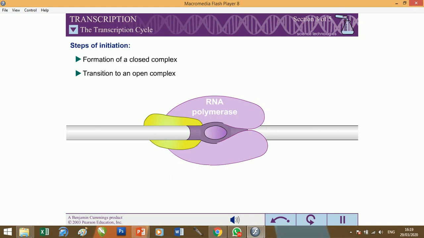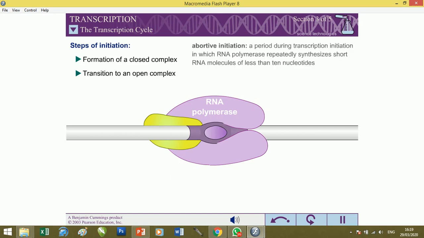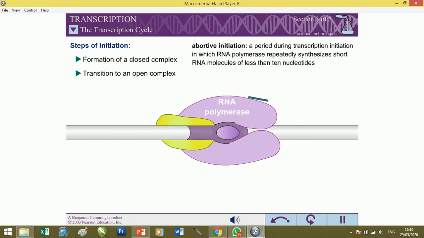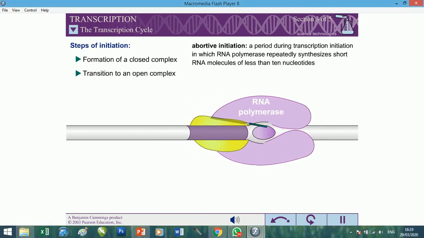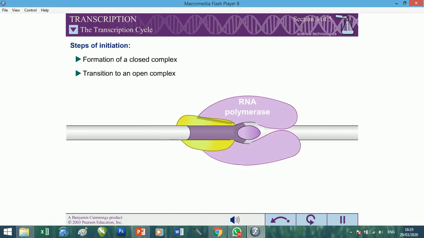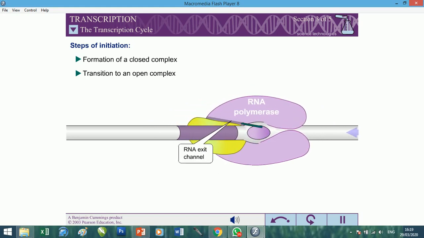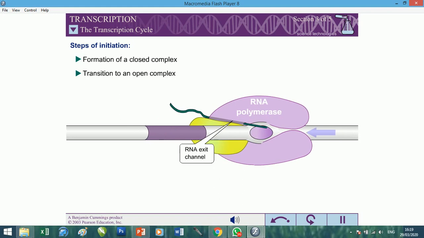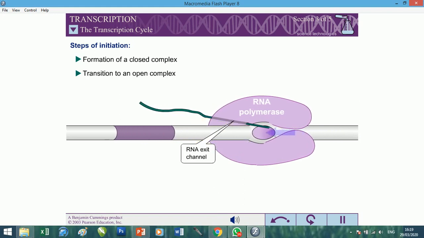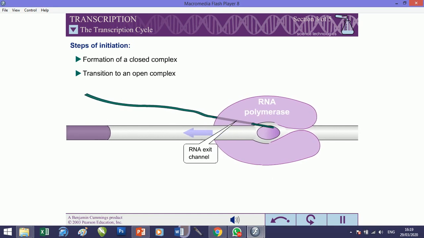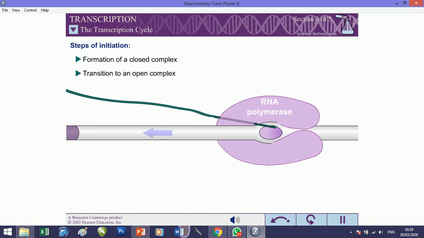In bacteria, however, once RNA synthesis begins, the RNA polymerase goes through a period called abortive initiation. The enzyme synthesizes short RNA molecules of less than 10 nucleotides. This is probably because a region of sigma partially blocks the RNA exit channel. Once this region has been ejected, and an RNA chain longer than 10 nucleotides has been synthesized, the elongation phase begins. Transition to the elongation phase is called promoter escape.